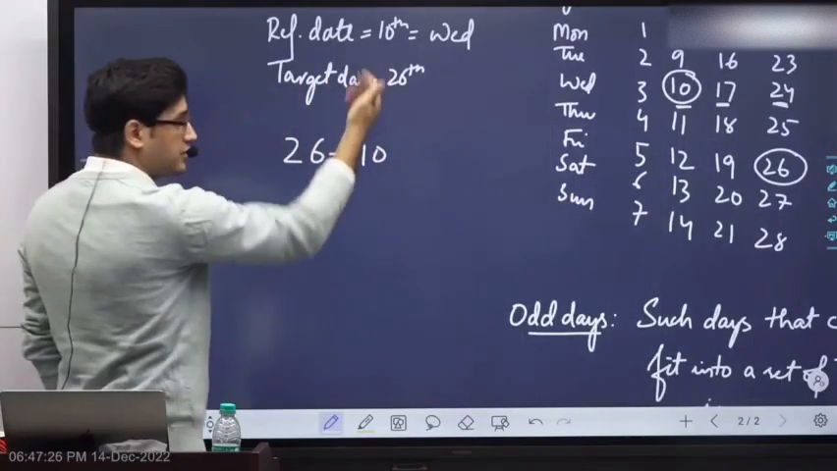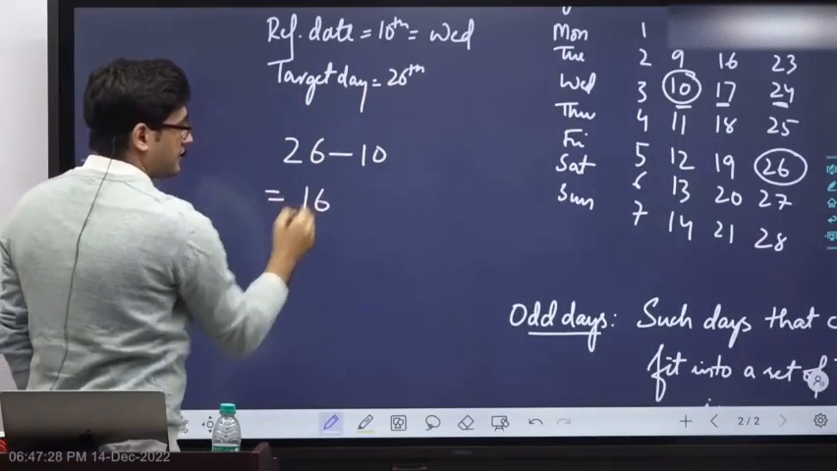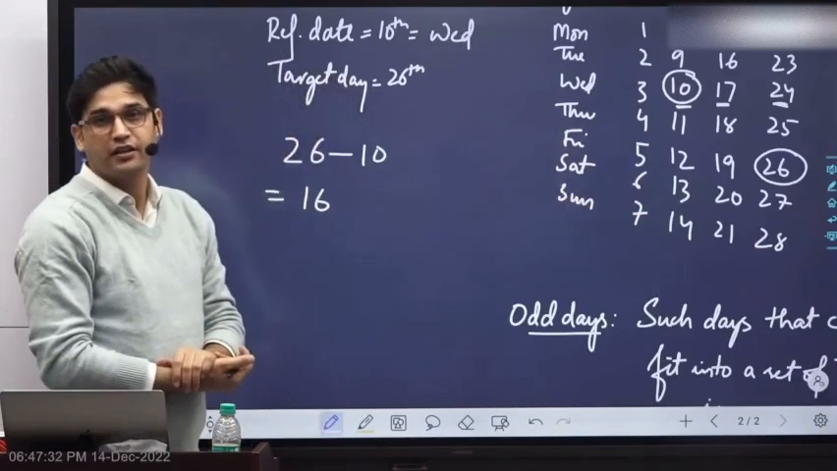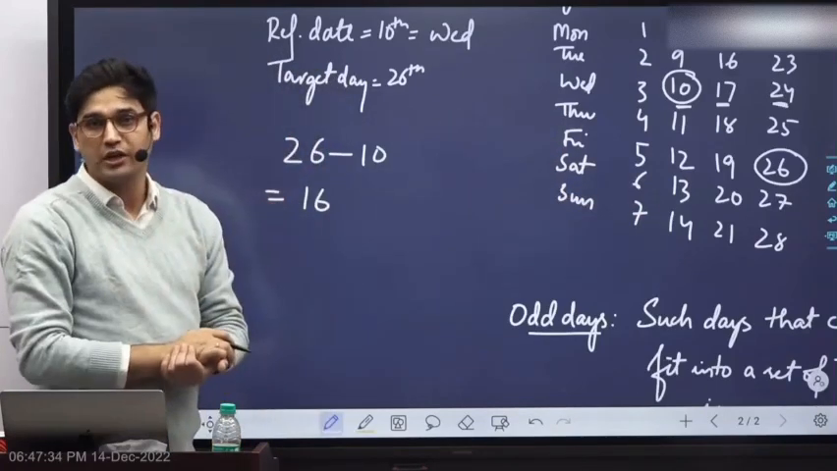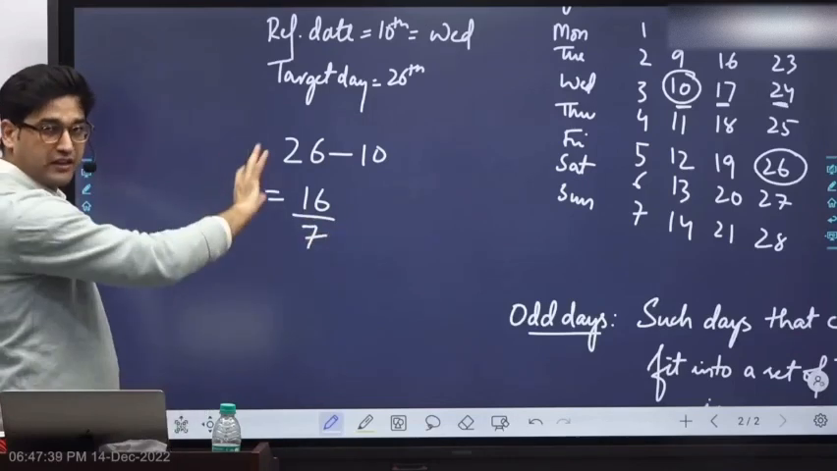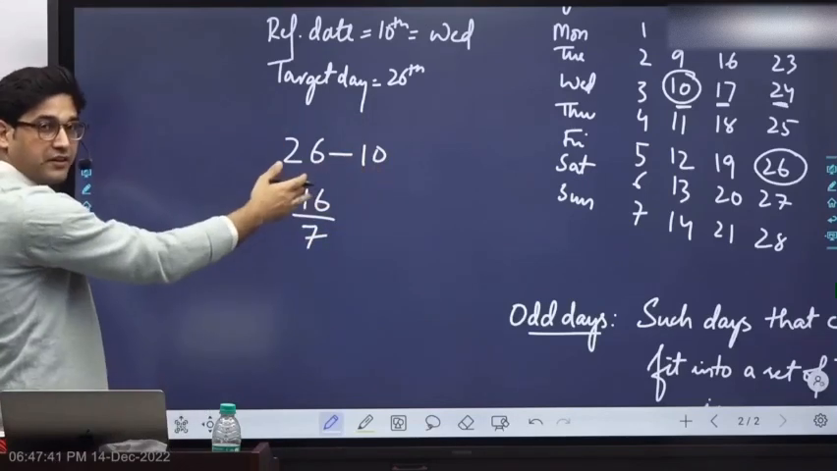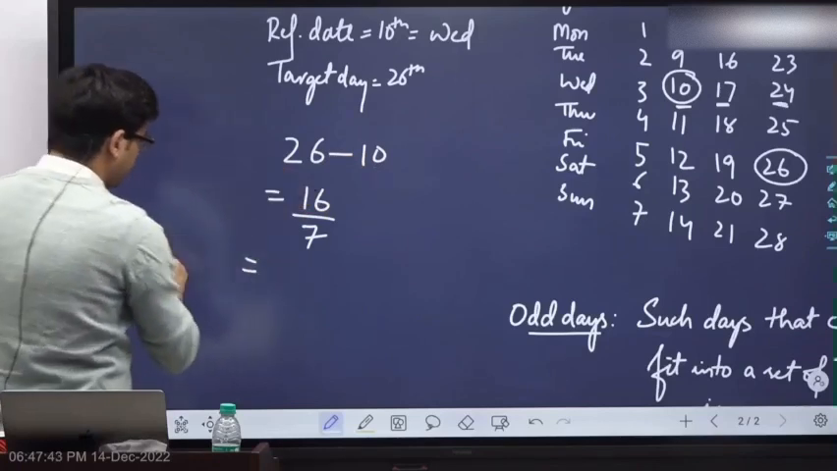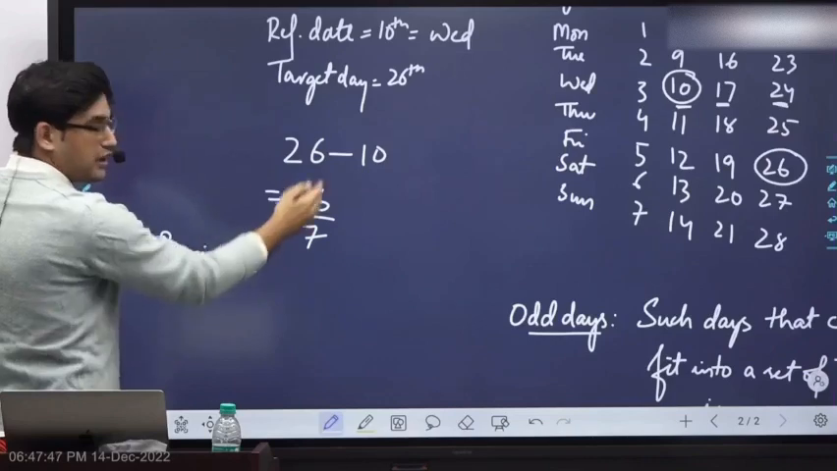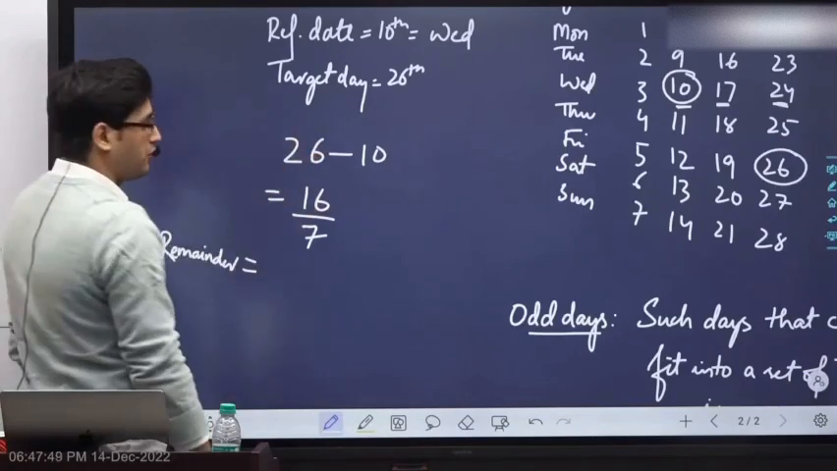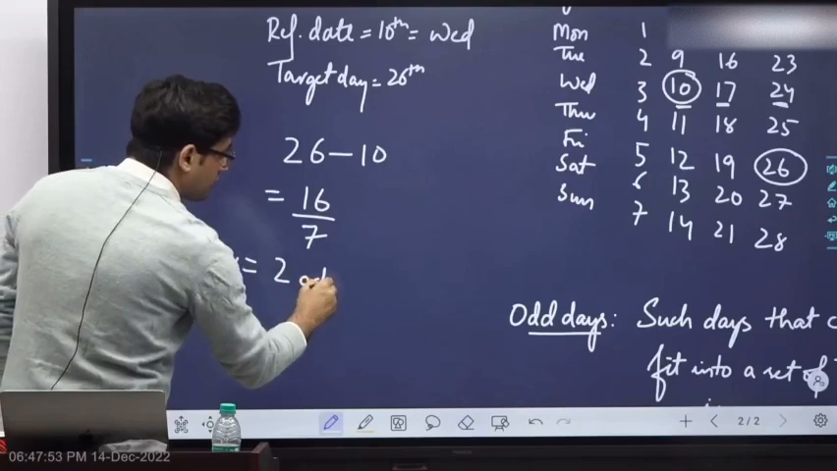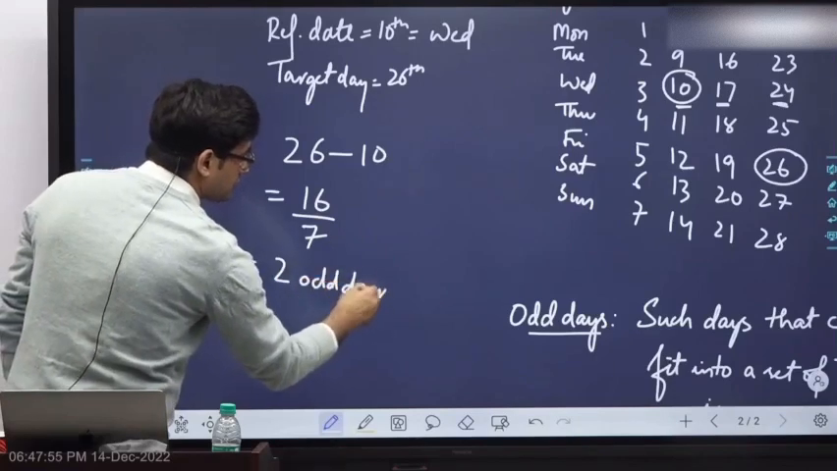I subtract the two. 26 minus 10 is 16. There are 16 days between 10th and the 26th. For me to find out odd days, how do I do it? The very simple thing, I divide the total number of days between the target day and the reference day by 7, and the remainder of this equation will give me the total number of odd days. You divide 16 by 7, remainder is 2. So I will have 2 odd days.